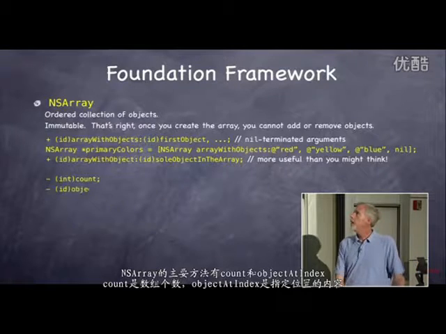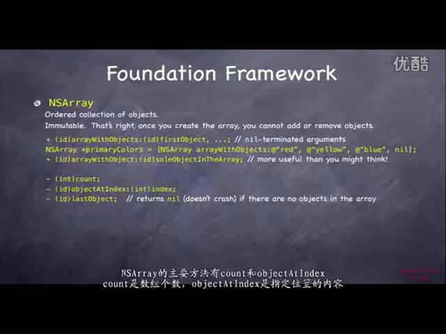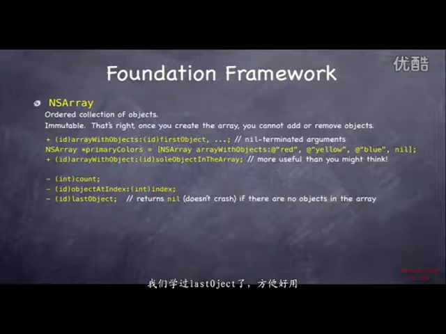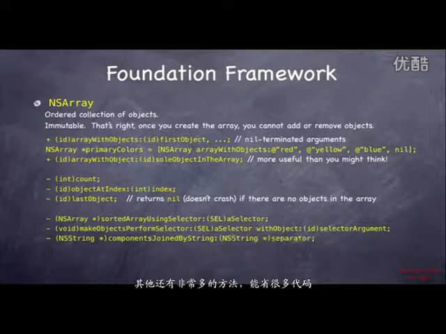The main two methods in NSArray are count and object at index, obviously. Count is the number of objects in there. Object at index gets you the object at that index. We know about last object, which is a nice convenience method. And it has a ton of other methods. And like I say, you've got to go look at these because it can save you a lot of code.